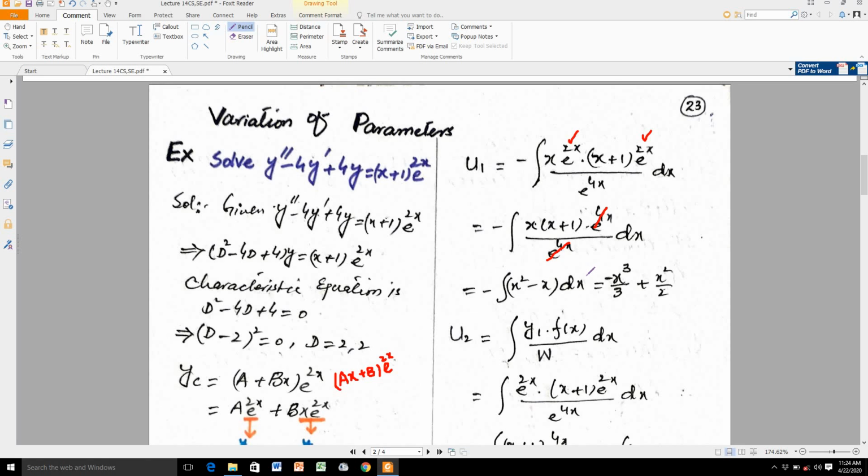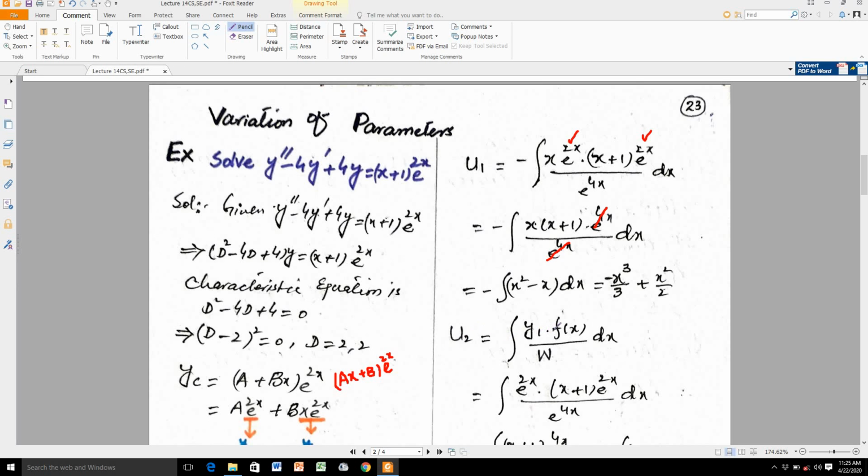So after simplification, when you multiply this x with this x and 1, you get x square minus x into dx. It is a very simple integral here. You integrate this and you get x cube divided by 3 plus x square divided by 2. Now we move towards u2.